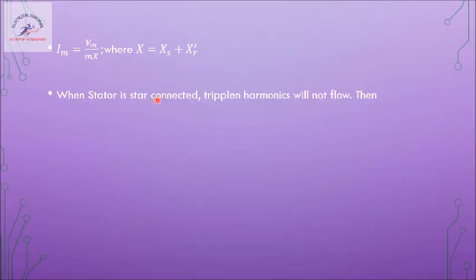So now when the stator is connected in star, triple-N harmonics will not flow. That is, the third order harmonics will not flow. Then the RMS value is given by the equation shown here. So we can see that in place of M we have 5, 7; 6 is not there, because it is a triple-N harmonic; 9 is not there, 11, 13, 15 will not be there, 17, 19, 21 will not be there, and so on. Triple-N harmonics will be removed.